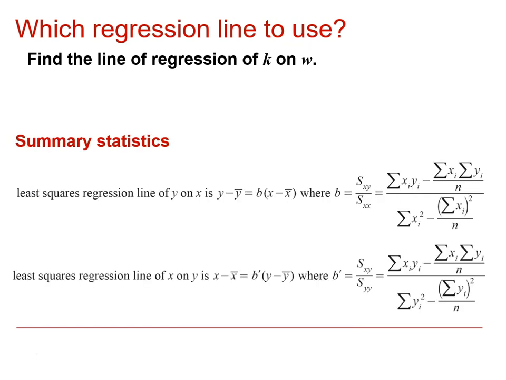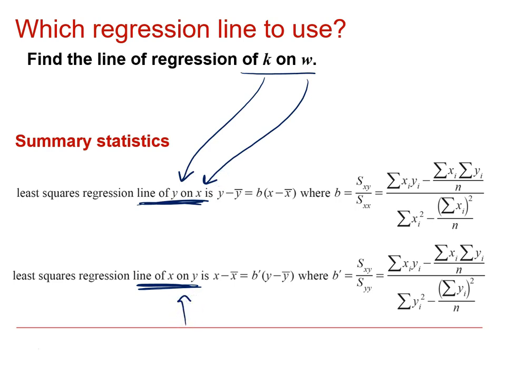If we had summary statistics, well, find the line of regression of k on W. It says it right there. It tells you exactly which one to use. So that is not a problem. If we're using the first formula, we make k equal to y and we make w equal to x, or vice versa if we're using the second formula.